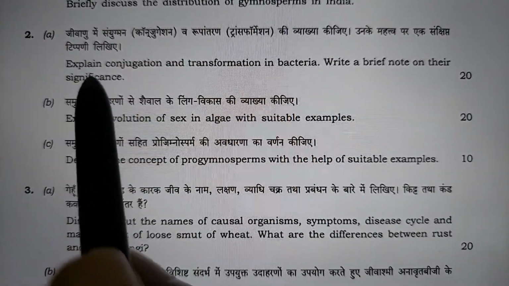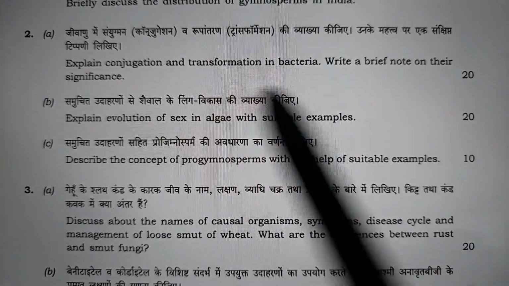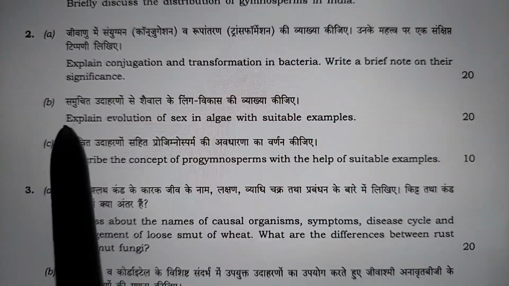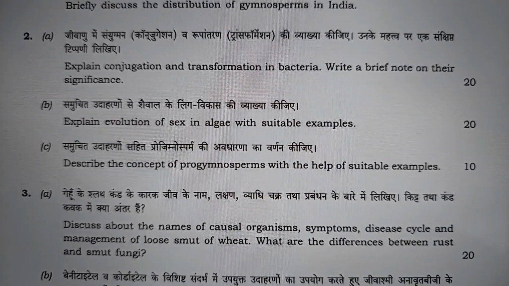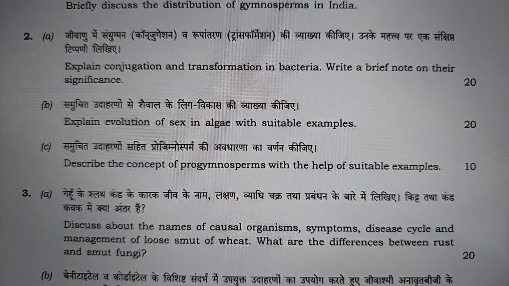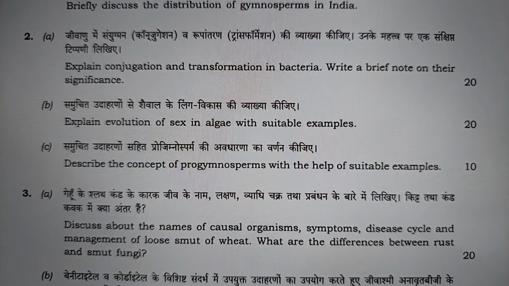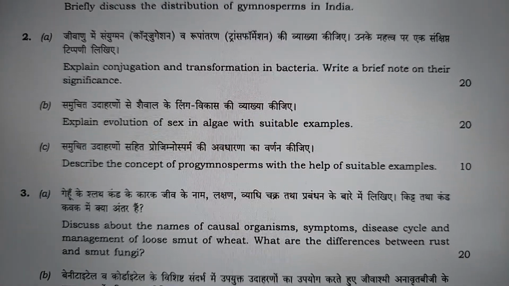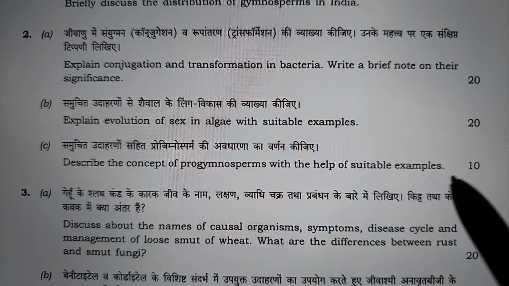Explain conjugation and transformation in bacteria. Write a brief note on their significance. 20 marks. B is explain evolution of sex in algae with suitable examples. This one is also 20 marks. C is describe the concept of progymnosperms with the help of suitable examples.